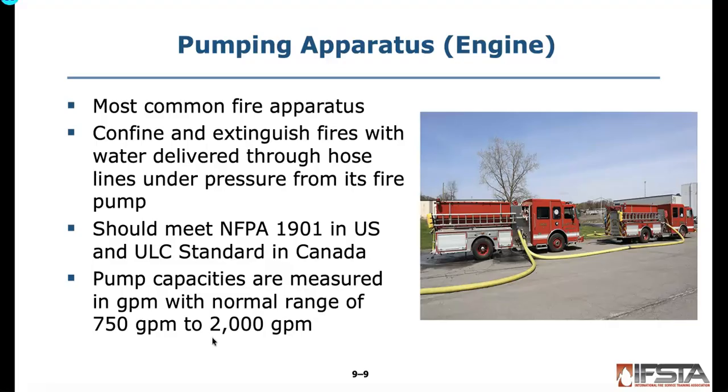Our pumping apparatus, or engine, also referred to as a pumper. So these are the most common, and what is their job? You get water in from the hydrant and water out through your attack hose lines. So the main function is to find the fire and suppress the fire, right? So fire extinguishment through the use of water, and then we also have foam tanks on these engines. These should meet NFPA 1901 in the US and the ULC standard in Canada.